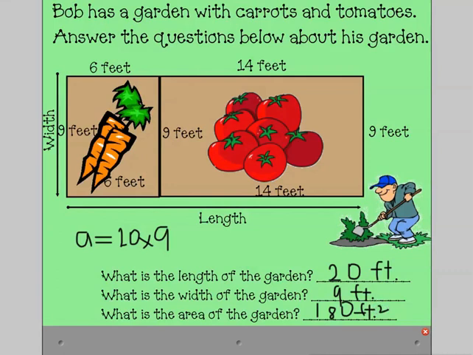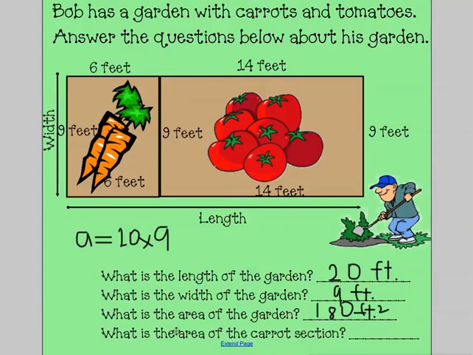All right, last question. What is the area of the carrot section? So taking a look at the measurements of the carrot section, we've got a length of 6 and a width of 9. So filling in my numbers, length times width is 9 times 6, which is 54 feet squared. So I think it's kind of fun. It's a little bit like a puzzle and figuring out the missing pieces.